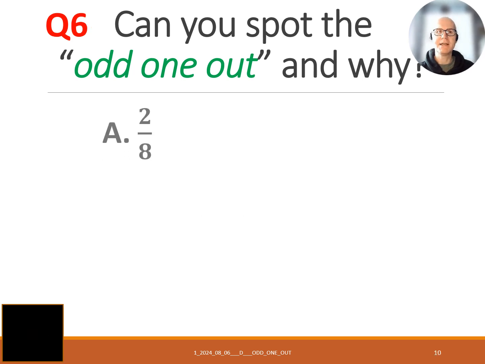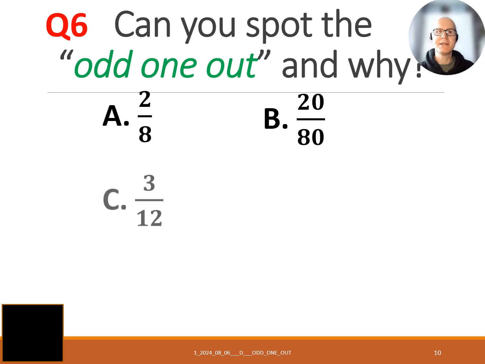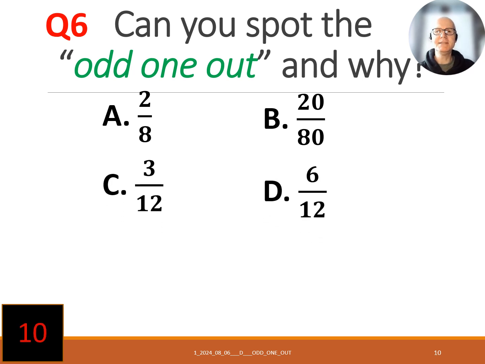Question 6. A. 2/8. B. 20/80. C. 3/12. And D. 6/12. What's the odd one out from these fractions and why?